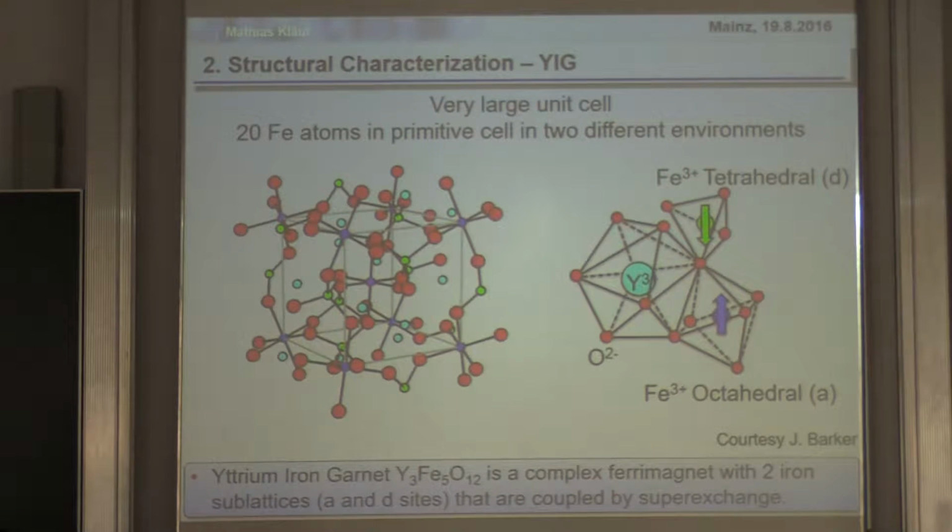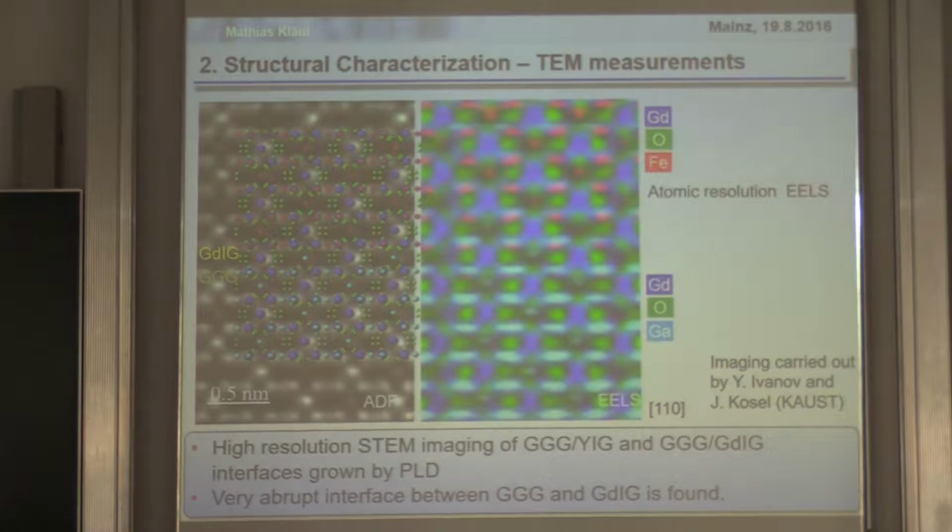okay, so you have iron atoms which are tetrahedrally coordinated or octahedrally coordinated, and they couple antiferromagnetically by superexchange, so you really have a ferrimagnet. And this grows really nicely. So this is an example where we grow such a ferrimagnet. Here it's gadolinium, not yttrium iron garnet, on GGG. And you see that it's a perfect growth. Within one unit cell, you change from GGG to YIG or GIG. So this is really something that grows nicely.